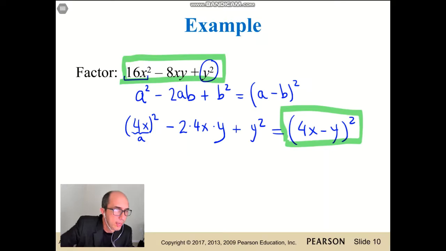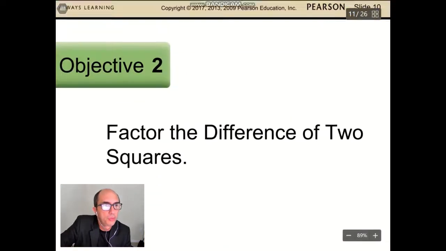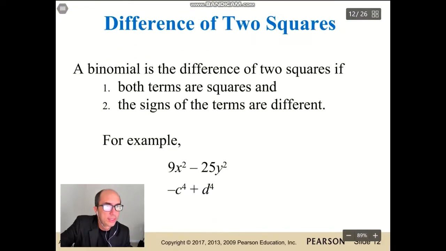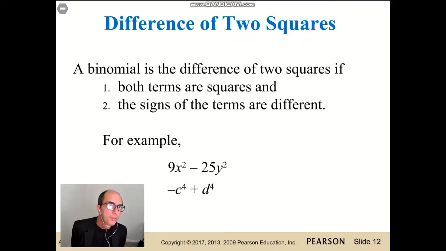Great! Now I think we're ready to move on to the next objective. Factor the difference of two squares. And let's see what this means. A binomial is the difference of two squares if both terms are squares and the signs of the terms are different. Let's see some examples here.